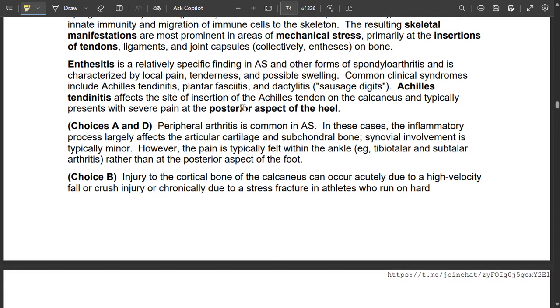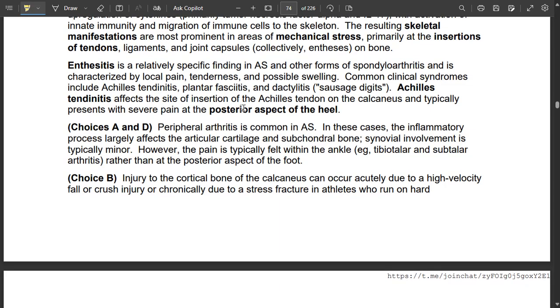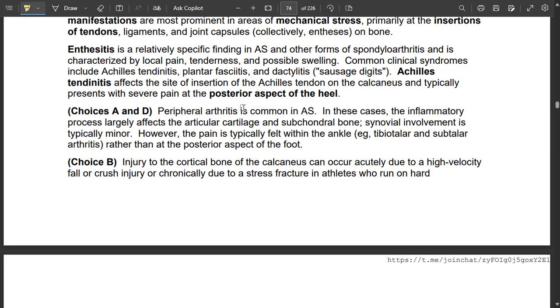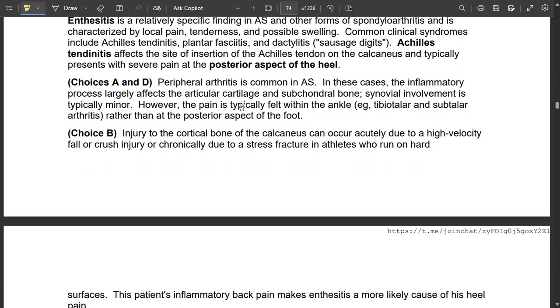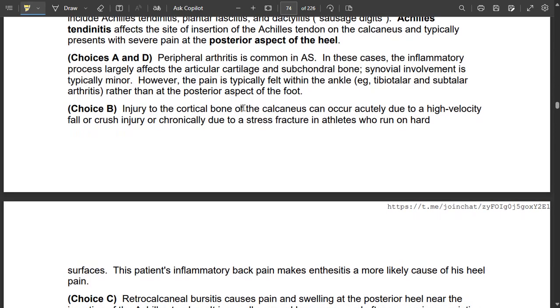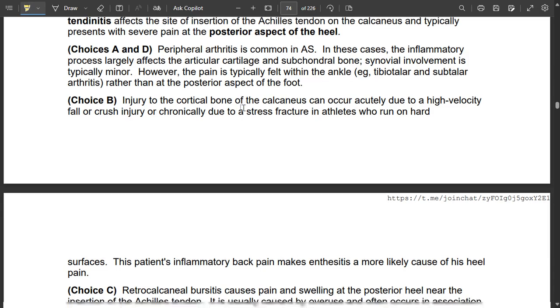Achilles tendinitis affects the site of insertion of the Achilles tendon on the calcaneus and typically presents in the posterior aspect of the heel. Peripheral arthritis is also common in AS. In these cases, inflammatory processes largely affect the articular cartilage and subchondral bone. Synovial involvement is typically minor. However, pain is typically felt within the ankle, that is tibiotalar and subtalar arthritis, rather than the posterior heel.